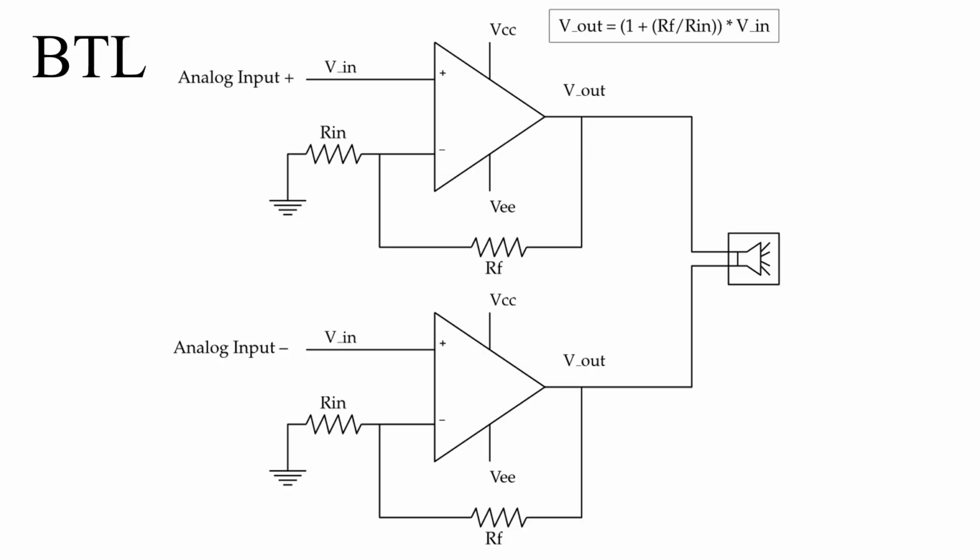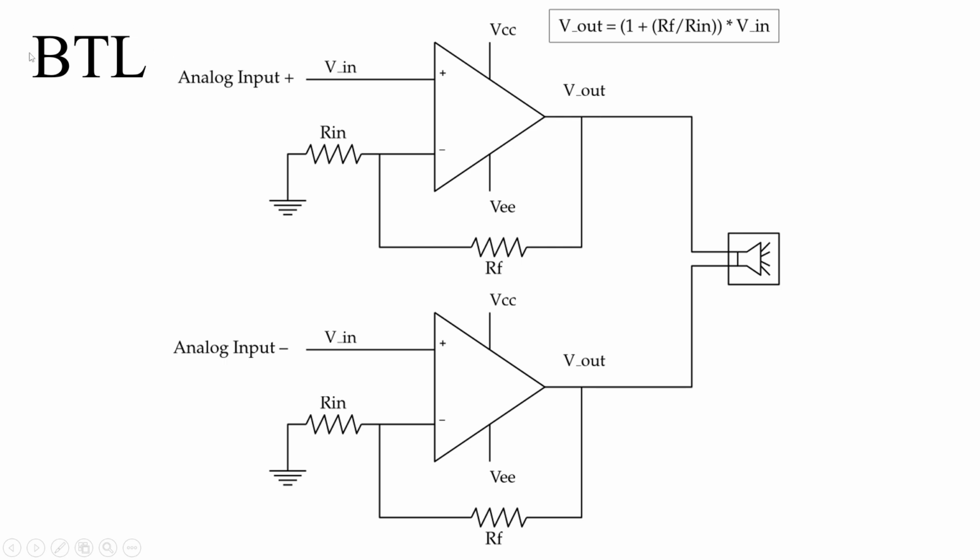BTL. What is BTL? BTL means bridge tied load. Two outputs of the operational amplifier will be tied to one load, that is the speaker. This speaker load is called a bridge tied load. Here you can give differential input, analog input plus and analog input minus. You give 1 voltage here, you get 1 voltage output here. You give minus 1 voltage here, you get minus 1 voltage output here. So across this load, you will get minus 1 here plus 1 here, so totally 2 voltage.